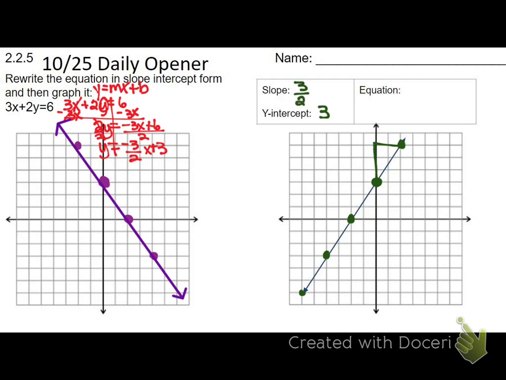So the equation will be 3 over 2x plus 3. Almost perfect. What are you missing? Y equals. There you go.